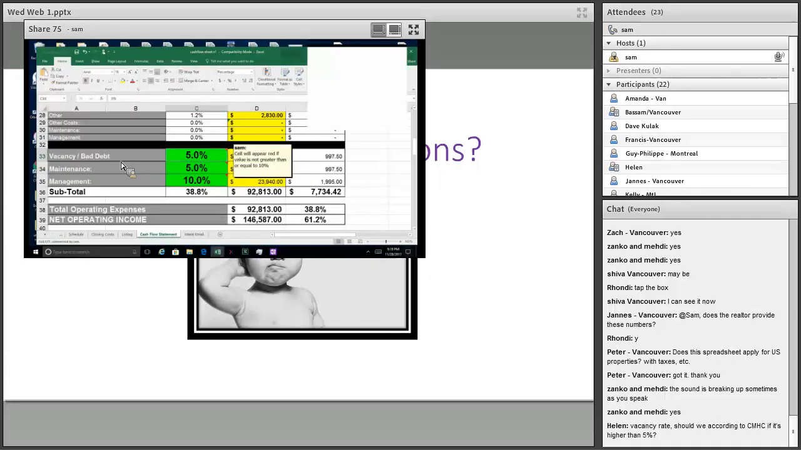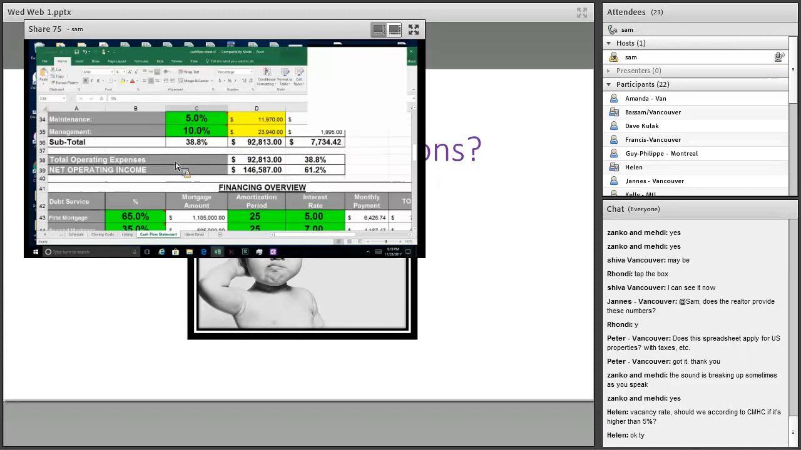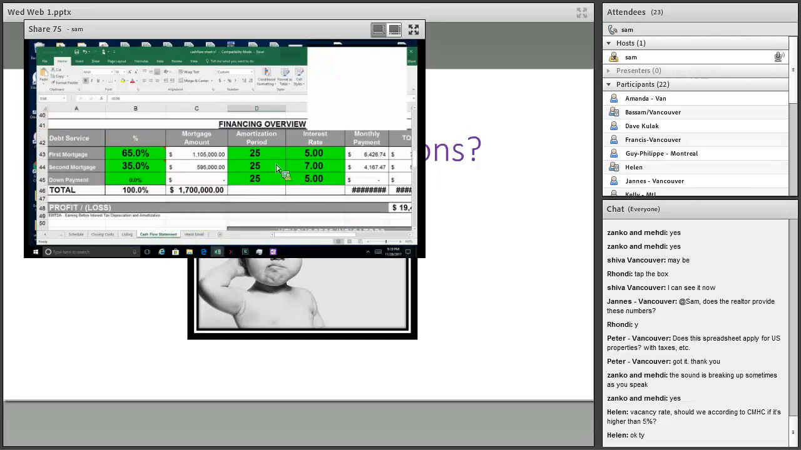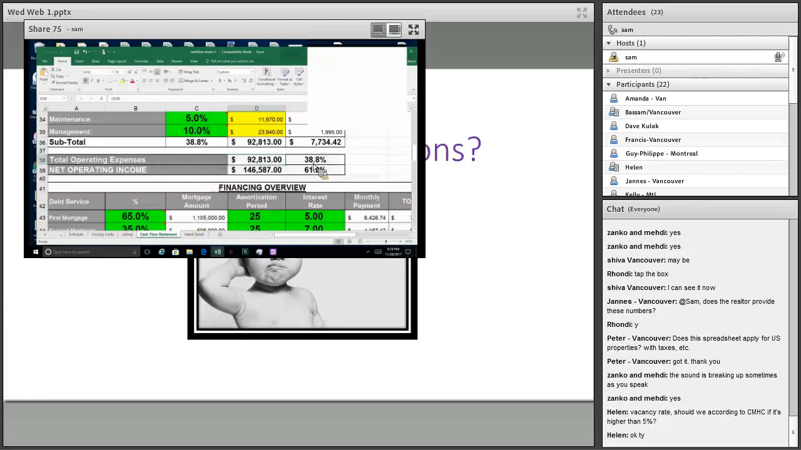Okay. All right. So net operating expenses. These are all the expenses that we've identified. That's giving us a total of $92,813. That makes up 38.8% of the total gross income. After we take that away from the gross income, the net operating income becomes $146,587. That's 61% of the total income.